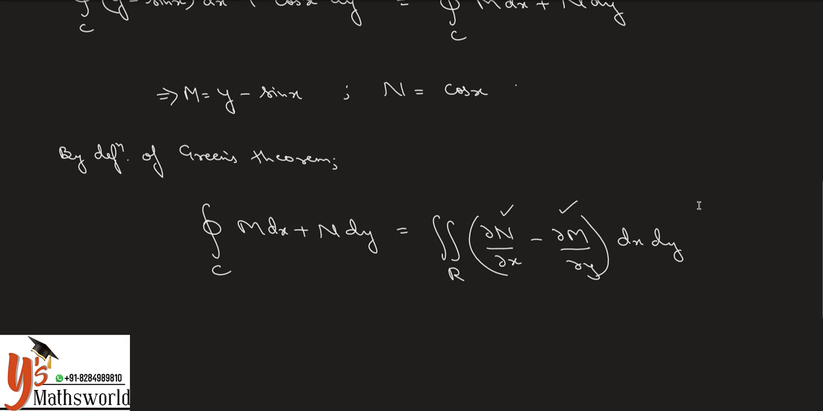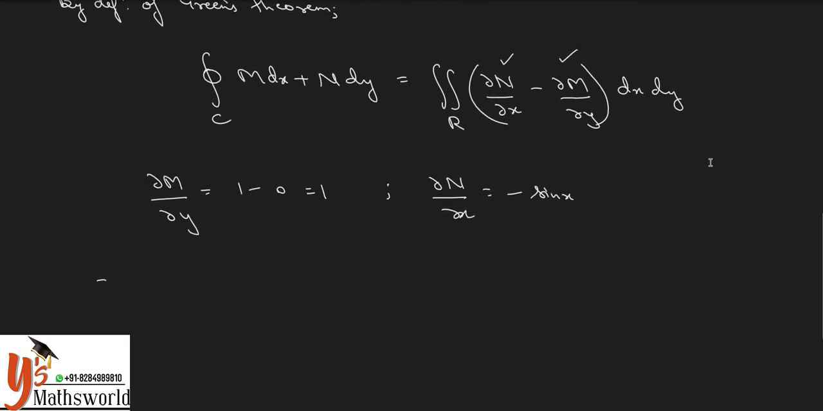So from this part we differentiate ∂M/∂y. Now the derivative of y will be 1 and the derivative of sin x will be 0, so the result will be 1. For ∂N/∂x, the derivative of cos x will be minus sin x. So ∂N/∂x minus ∂M/∂y is equal to minus sin x minus 1. If I take the negative sign common, it will be minus (1 plus sin x).